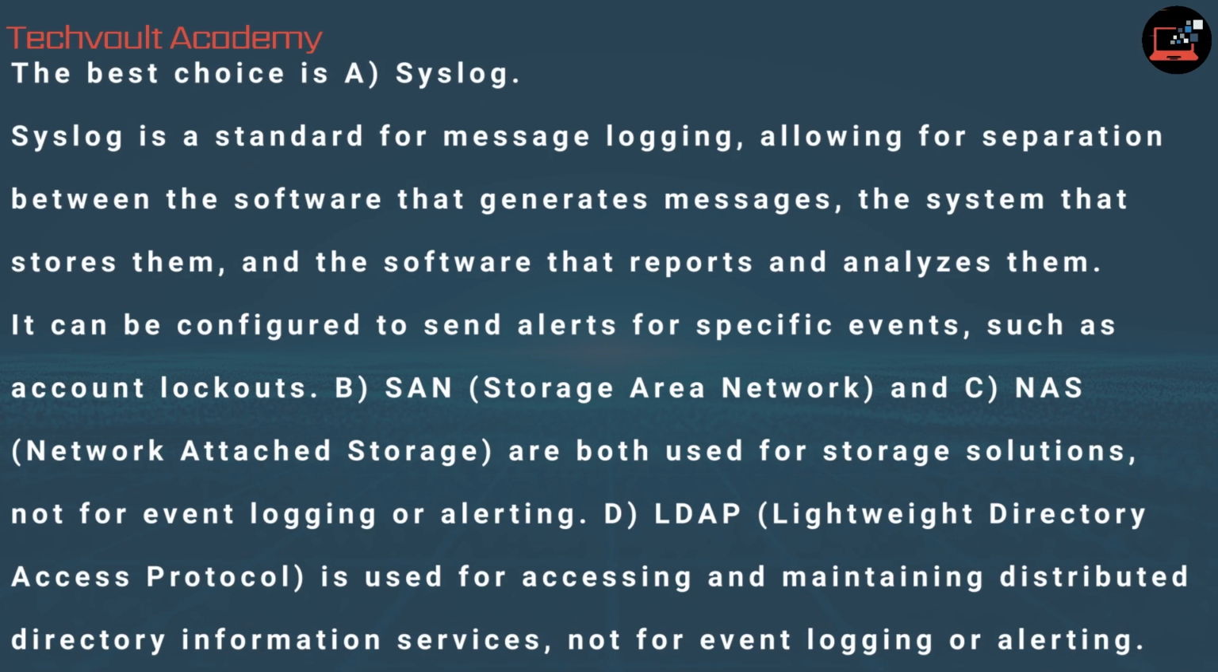The best choice is A. syslog. Syslog is a standard for message logging, allowing for separation between the software that generates messages, the system that stores them, and the software that reports and analyzes them. It can be configured to send alerts for specific events, such as account lockouts. B. SAN, storage area network, and C. NAS, network attached storage, are both used for storage solutions, not for event logging or alerting. D. LDAP, Lightweight Directory Access Protocol, is used for accessing and maintaining distributed directory information services, not for event logging or alerting.